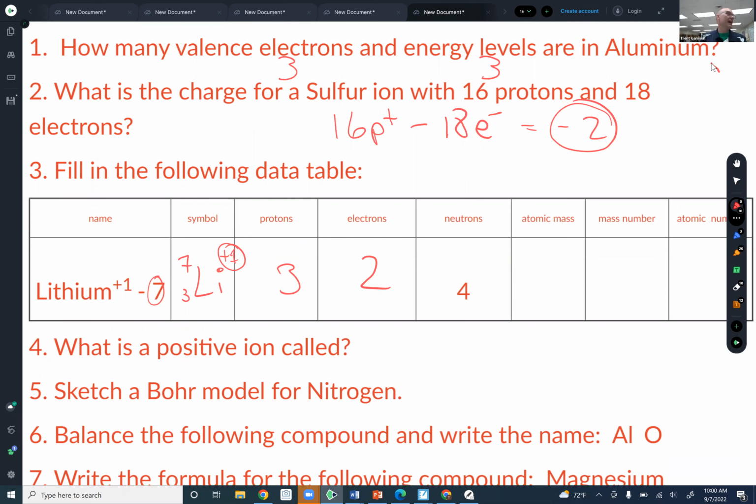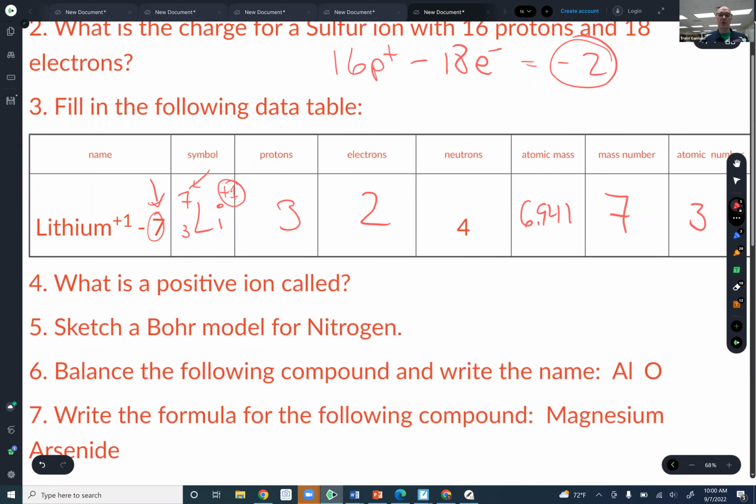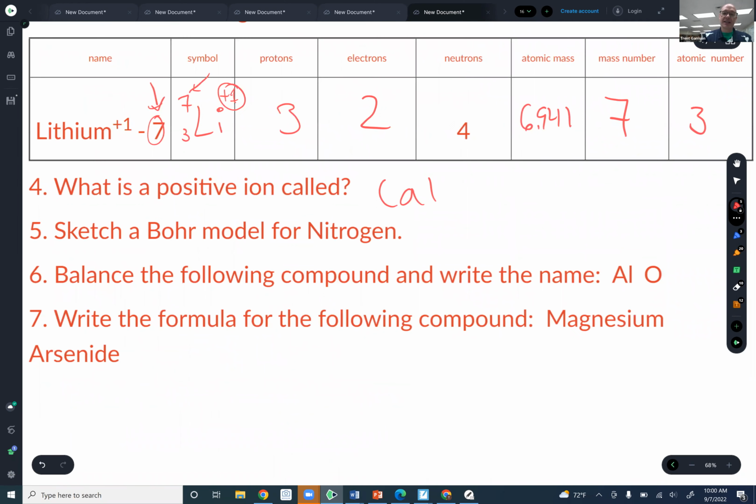Its atomic mass off the periodic table is 6.941. Its mass number is given to us as 7. That is evidenced right there as well as right there. Its atomic number is also 3. What are positive ions called? Positive ions are called cations, not cations.